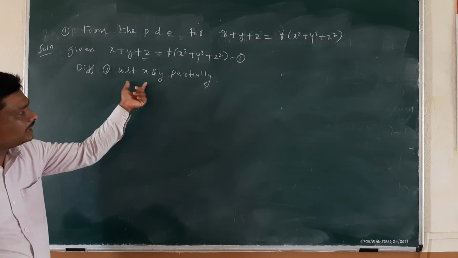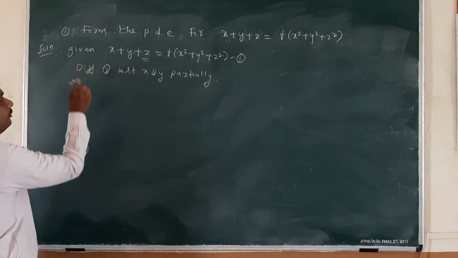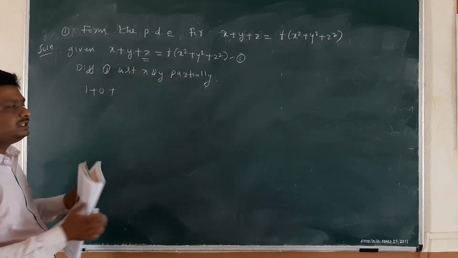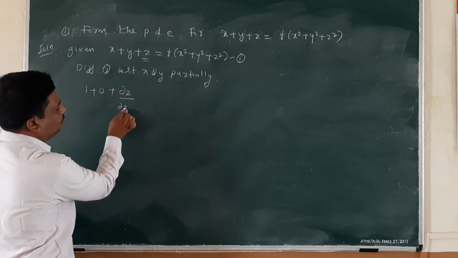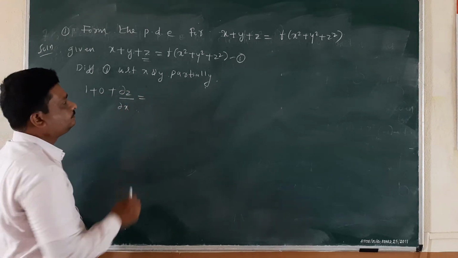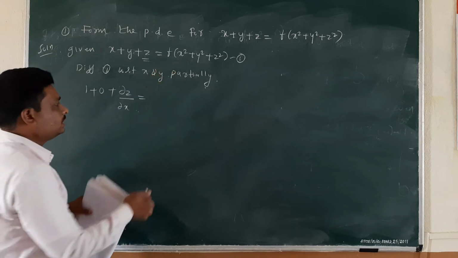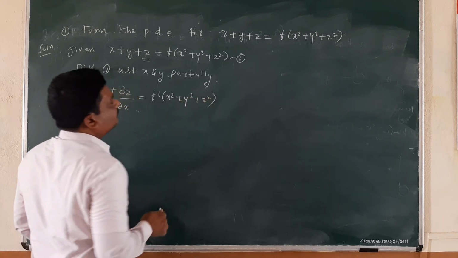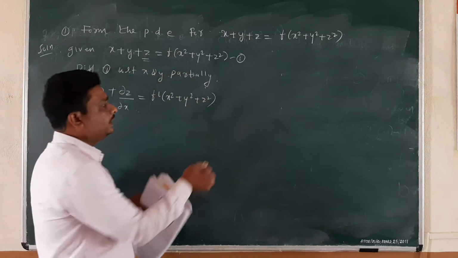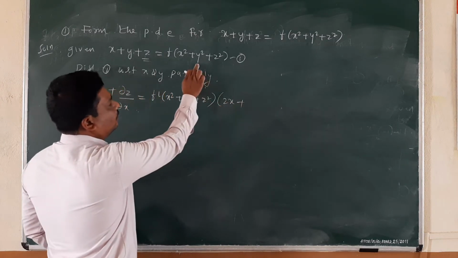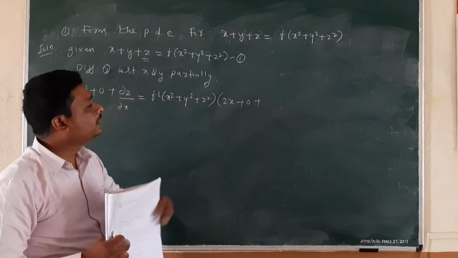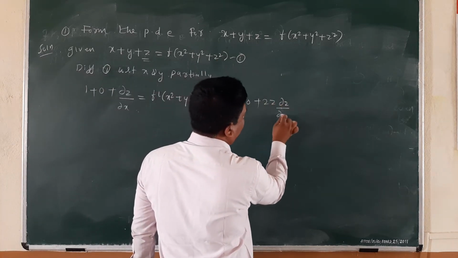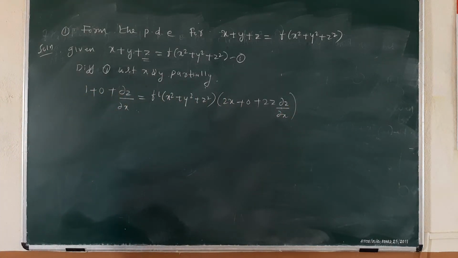While differentiating with respect to x, obviously y is constant. Now derivative of x is 1, derivative of y is 0, derivative of z with respect to x is dou z upon dou x. This implies derivative of f is f dash, so now the function is removed. Derivative of x square is 2 into x, derivative of y square is 0, plus derivative of z square is 2 into z dou z upon dou x.